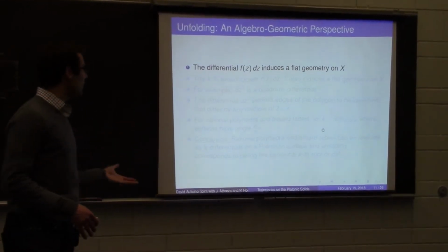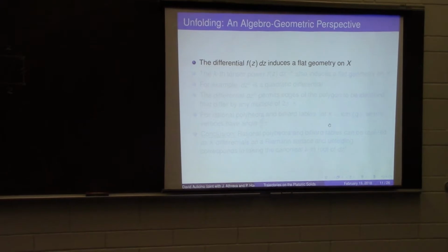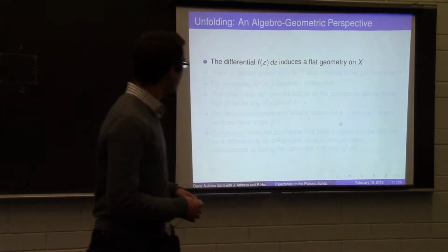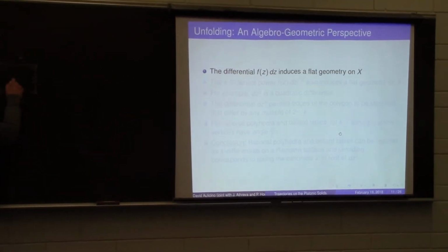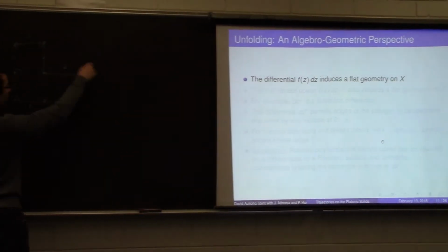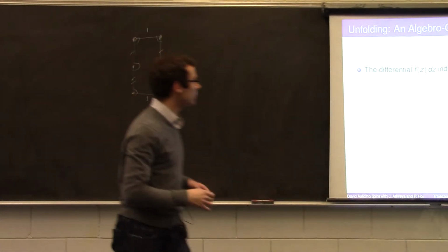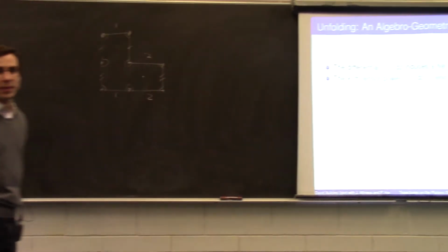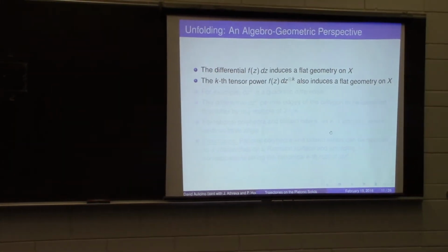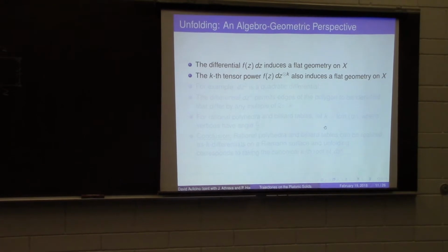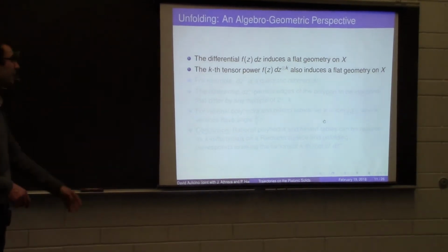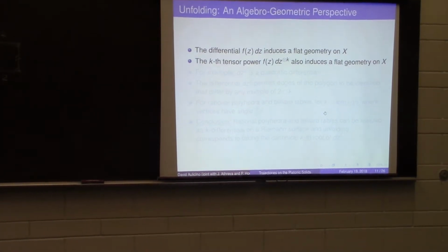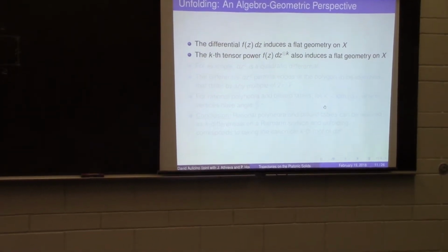So we have this differential that can locally be written as f(z) dz, where f is some holomorphic function, and that induces a flat geometry just by fixing a point and then integrating f(z) dz along curves. That's how you sweep out your flat geometry. Well, you can do the same thing with kth tensor powers of this, where you take, say, g(z) dz. You take a canonical kth root, and then you integrate that canonical kth root, and that's going to sweep out a flat geometry as well.